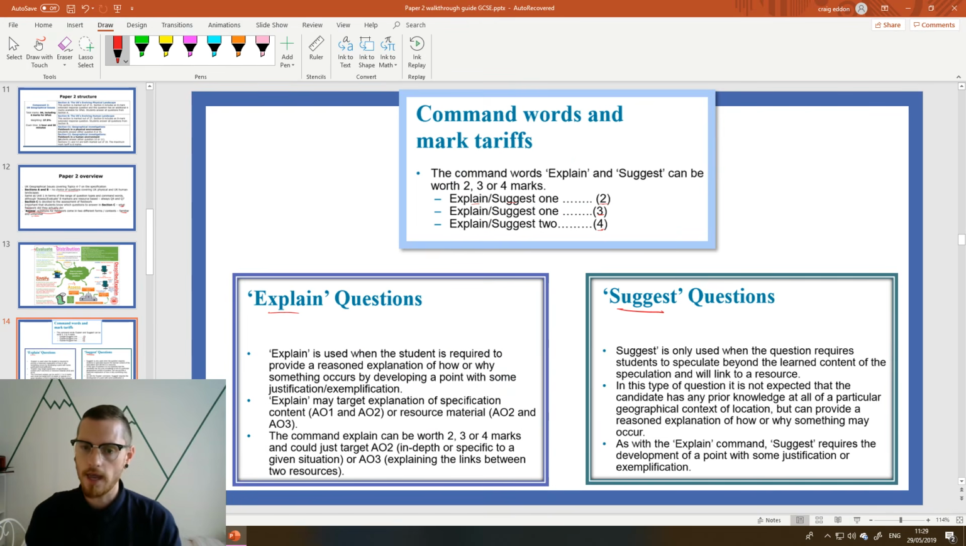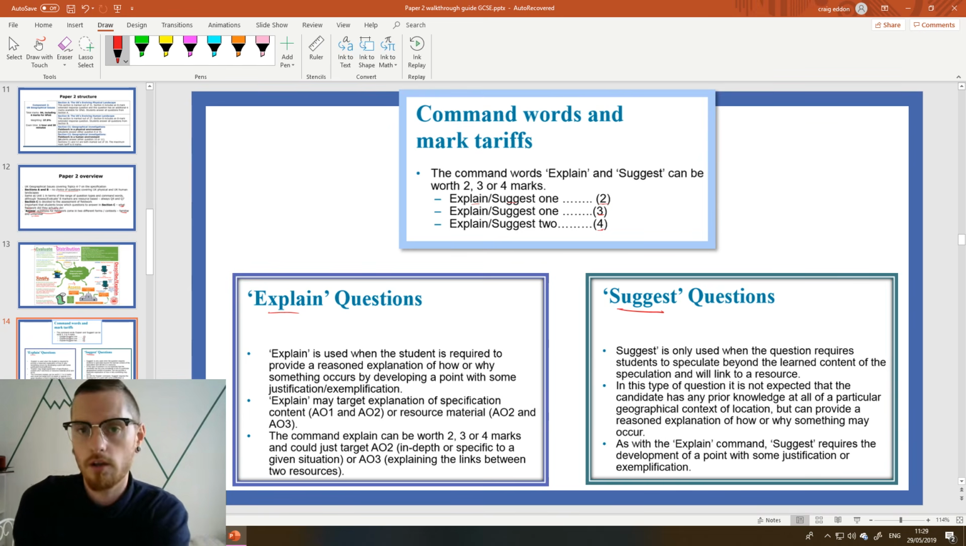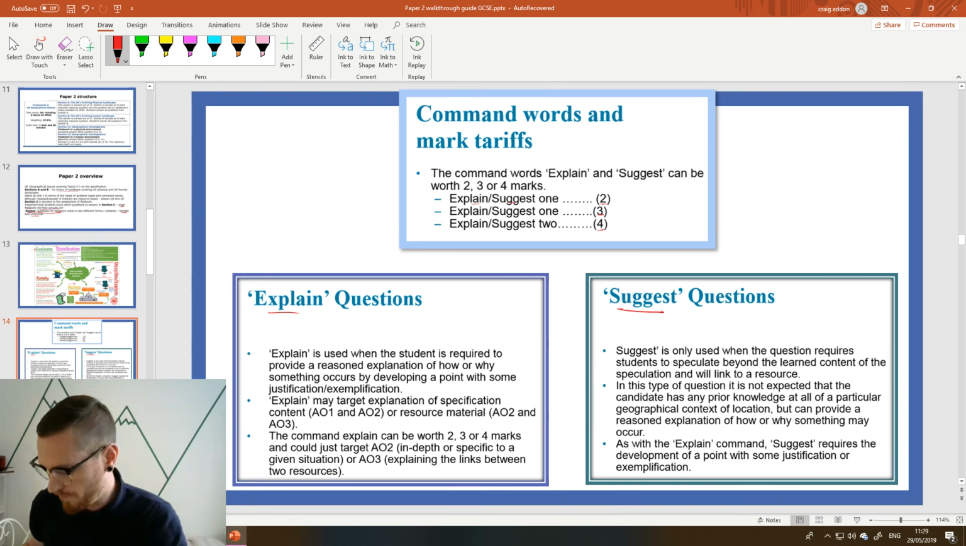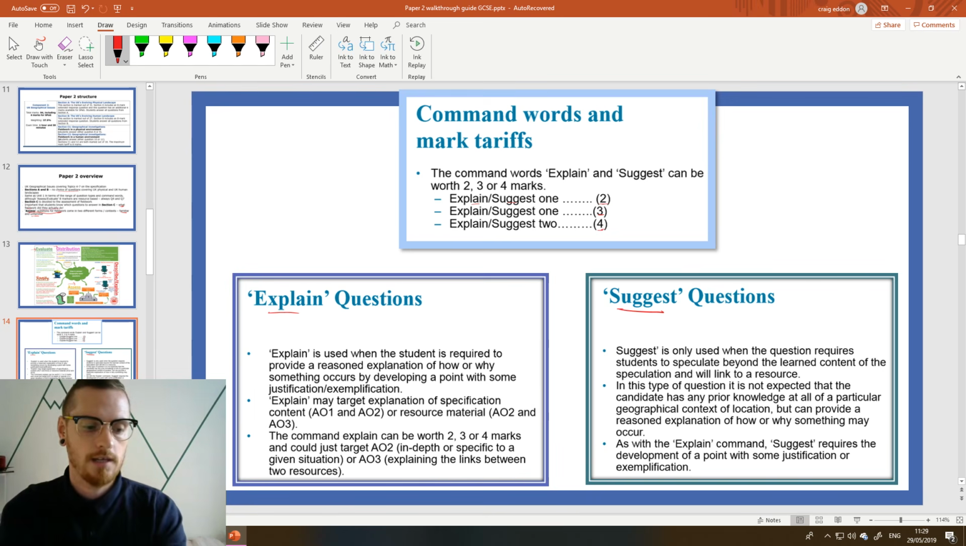Okay, what I'm going to do then is spend a little bit of time just looking at some explain questions. I'll go through the first part of the 2018 exam, model some answers, and then we'll move into looking at the extended questions.